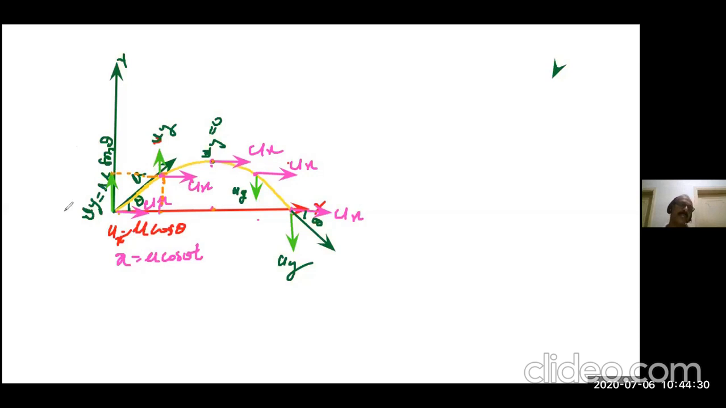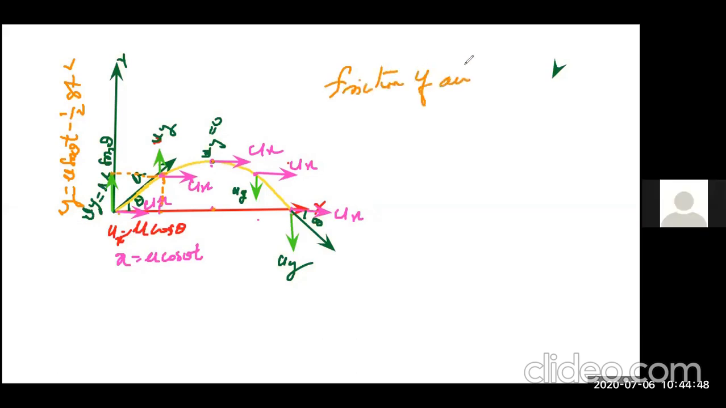Here y is equal to u sin theta into t minus half g t squared. Using this formula only, we can calculate this motion because that is accelerated motion. Here, friction of air is neglected.